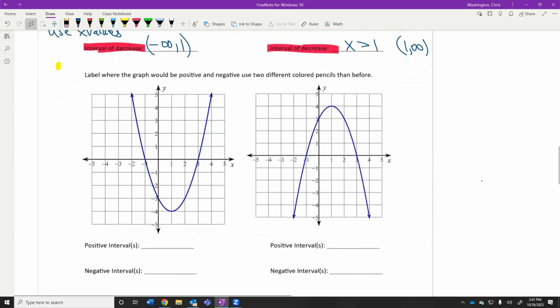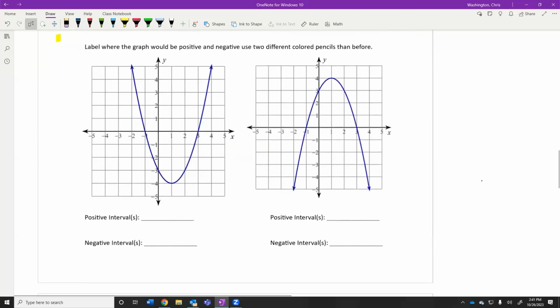All right, next graphs, we're going to label where these would be positive and negative. If we go back and look at the definition, where the y values are positive, the graph would be positive, and where the y values are negative, the function would be negative. If we're using the roller coaster analogy still, we can assume that the graph is positive when the roller coaster is above ground, and negative when that roller coaster would actually go underground.